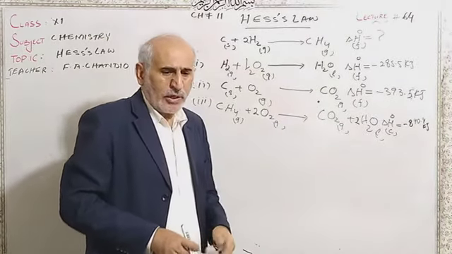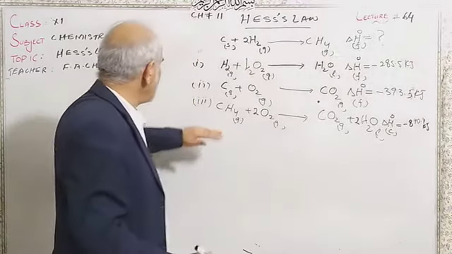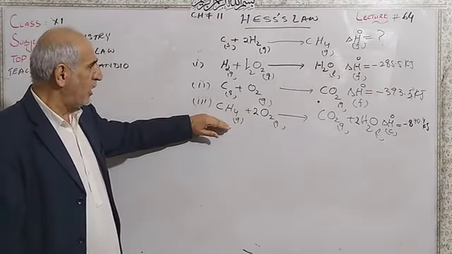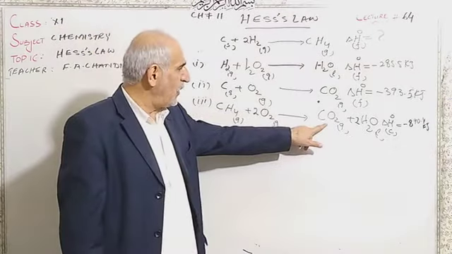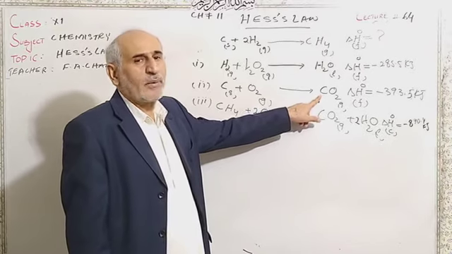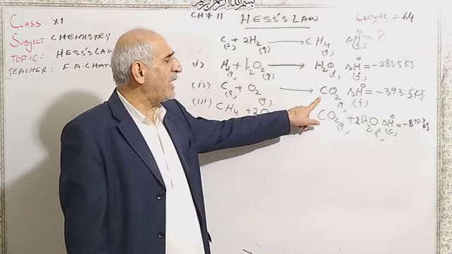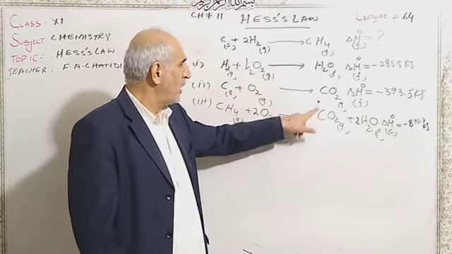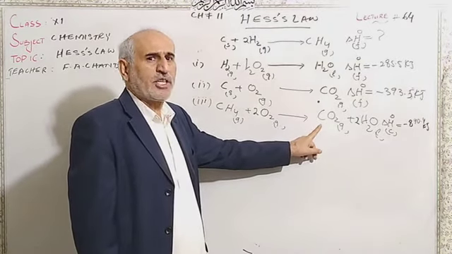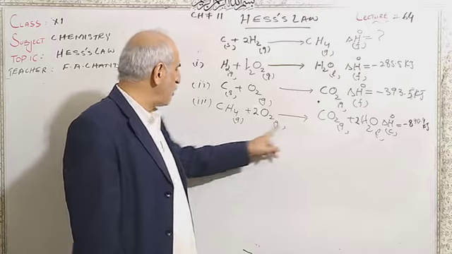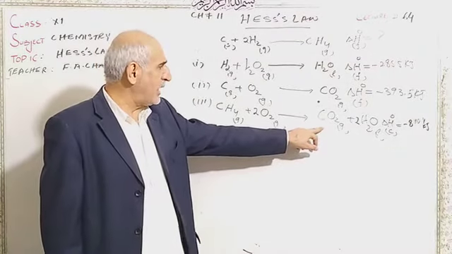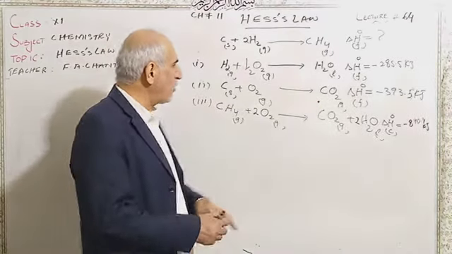So how are we going to cancel? This is our combustion equation, the main equation. There is 1 mole of carbon dioxide gas, so we will not multiply this equation. We will write it as it is. See the combustion equation: there is 1 mole of carbon dioxide gas. That's why we will not multiply.